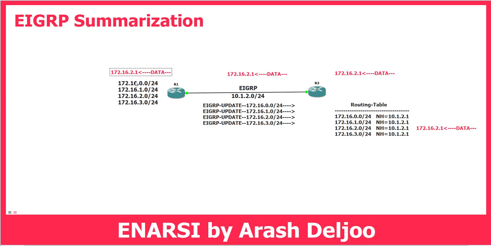Actually, when you have 4 networks, you should send 4 updates. Let me write here: we should send 4 updates. For sending 4 updates, we need to use 4 times the bandwidth. Assume that for one of these updates we are using 1 bit per second. For 4 updates, we are using 4 bits per second. This means that if you are using 1 unit of bandwidth for 1 update, for 4 updates you should use 4 units of bandwidth. It is obvious.